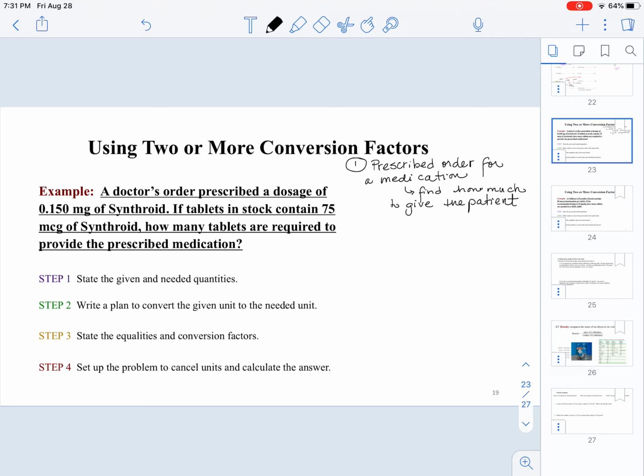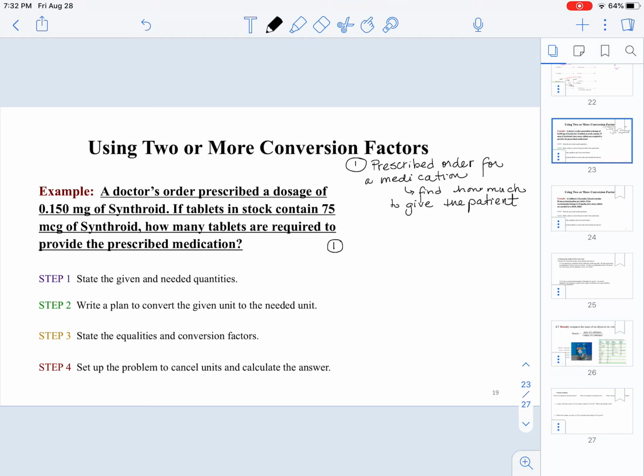The next problem addresses a little bit of more complex problem. So let's deal with this one. The problem reads, a doctor's order prescribed a dosage of 0.150 milligrams of Synthroid. Think Synthroid is going to be your medication. If tablets in stock contain 75 micrograms of Synthroid, how many tablets are required to provide this prescribed medication? So the first thing that you have to do is state the given quantities.